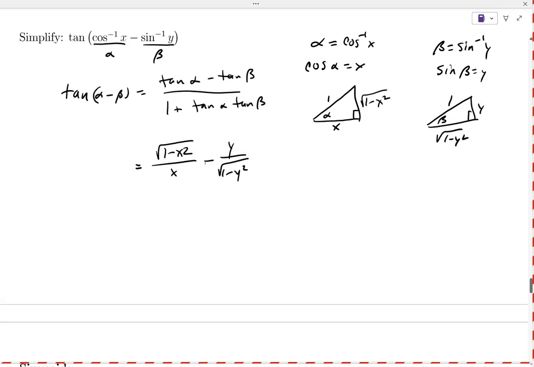Good. And then it'll be the same expressions on bottom.